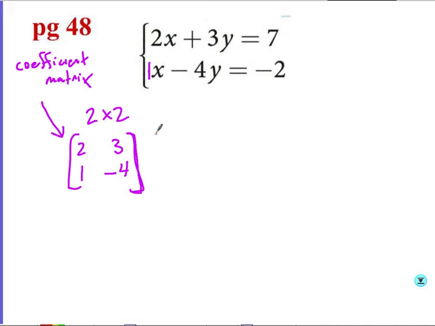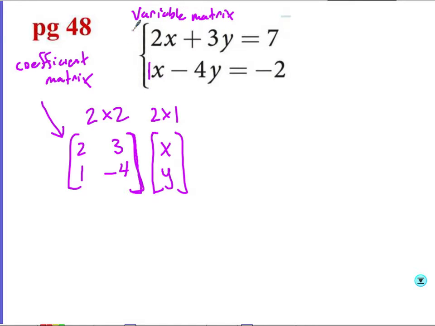Okay, since I have 2 variables, my next matrix I'm going to write is going to be a 2x1. And what goes in this 2x1 matrix is going to be my x and my y. This is going to be called my variable matrix. And finally, this is going to be equal to another 2x1 matrix. Now, how do I know what dimensions to make these? Well, because we have 2 different variables, that tells me to do a 2x2 matrix.